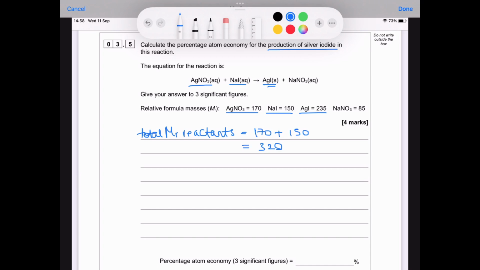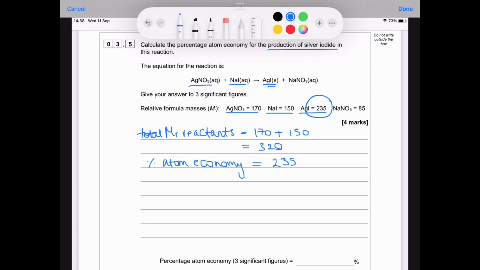Now we have all the values needed to write out our atom economy formula. Our desired product is silver iodide and it has a relative formula mass of 235. We divide this by 320, which we worked out to be the sum of the relative formula masses of the reactants. And then we multiply all this by 100.